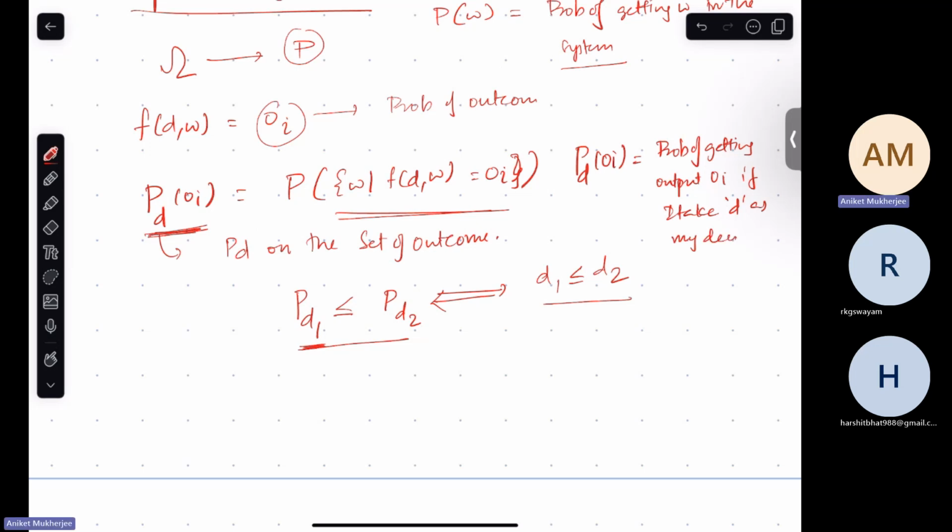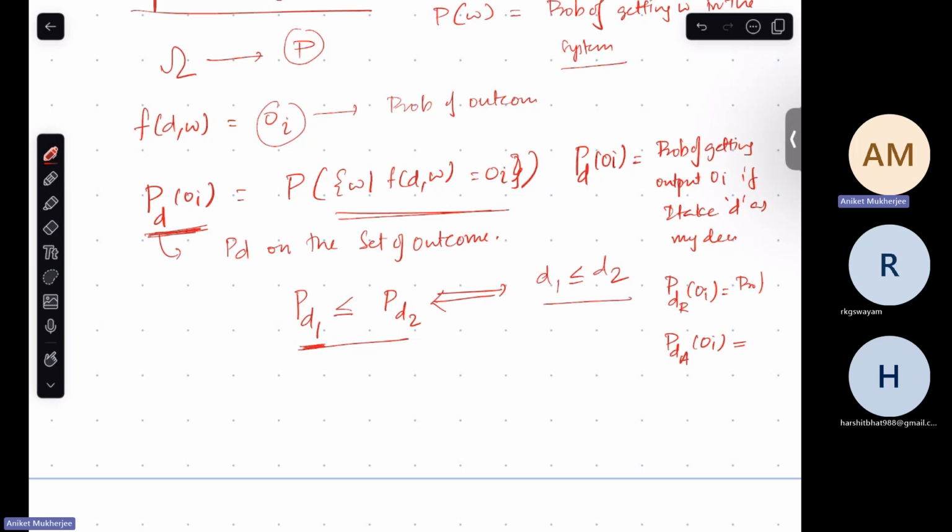Now, similarly, if you have some other decision, say you have one logic to come to a decision, and I have one logic to come to a decision. Suppose your logic I denote as PDR, and my logic I say is PDA. Now, suppose the best outcome is OI. I look at both of these. So this is the probability of getting output OI if I take your logic as a decision, and PDA-OI is the probability of getting output OI if I take my logic as a decision.